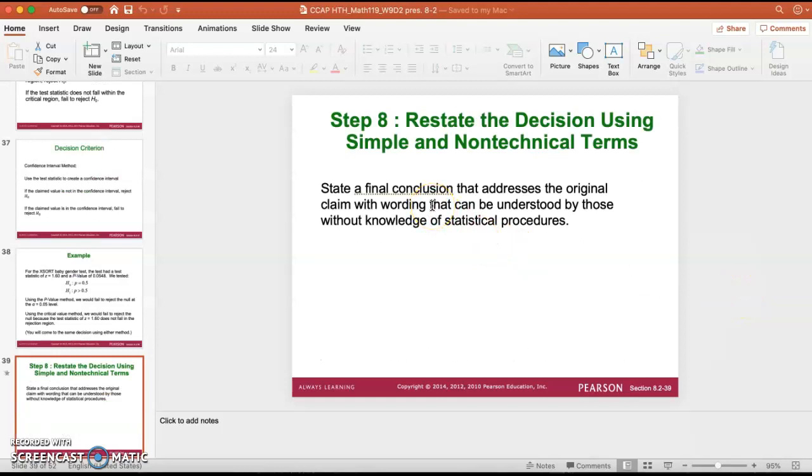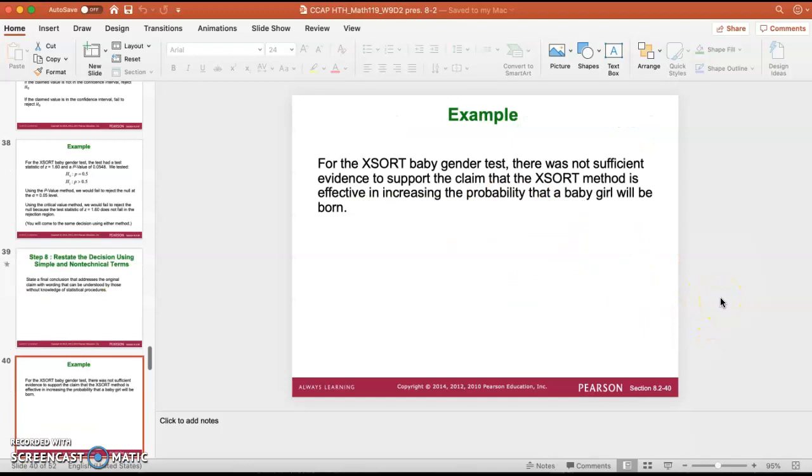Now our 8th and final step in the hypothesis test is just to restate the decision using simple non-technical terms. Now, some of these terms may not be quite so simple and non-technical, but ultimately they're just non-statistical sounding terms that we're going to try to basically put our conclusion into context with the problem. So just stating a final conclusion that addresses the original claim with wording that can be understood by those without knowledge of statistical procedures. Again, putting it into context is important here.